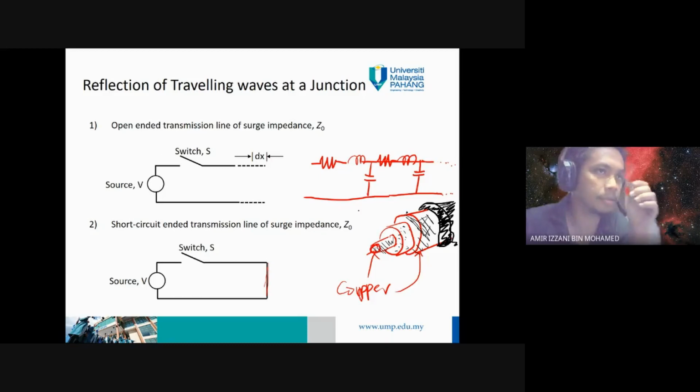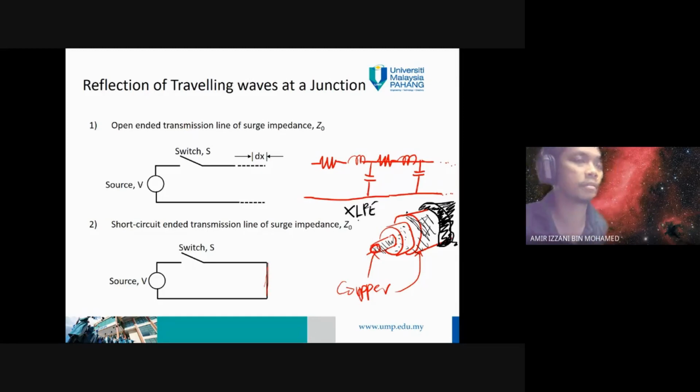Usually it is XLPE material, or cross-linked polyethylene. Basically, it's polyethylene which is treated to improve the breakdown strength of the material. The inner part usually will be connected to HV. The outer part is grounded.